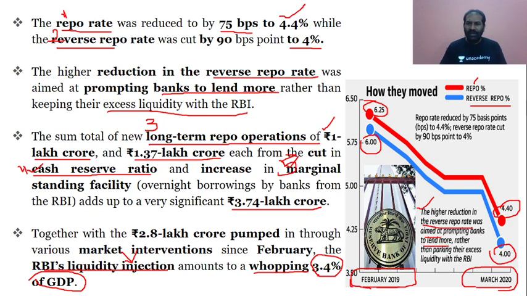That means the main intention of the higher reduction from 6 to 4 percentage, that is 100 basis points, that is 2 percentage, was to make sure that there is more money or liquidity with the banks so that they would spend more money. So here, rather than parking their excess liquidity with the RBI, now the RBI wants the excess money to be with the banks itself, so that there is a possibility that spending can take place.